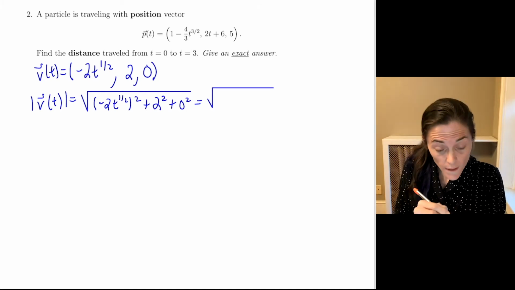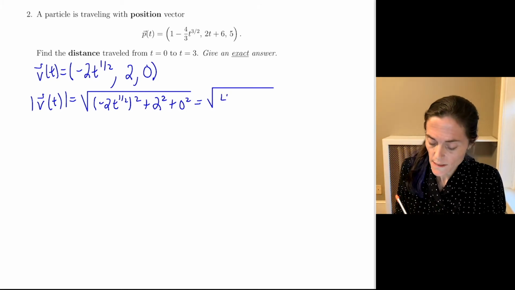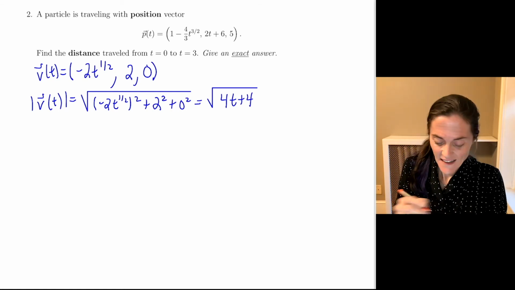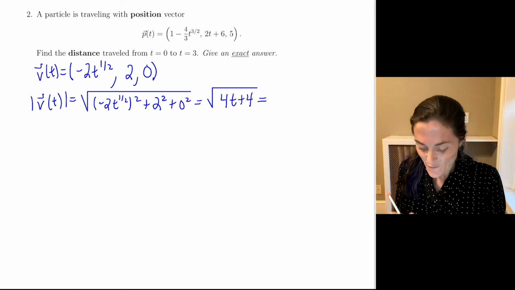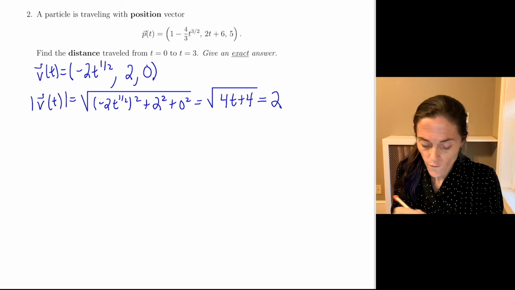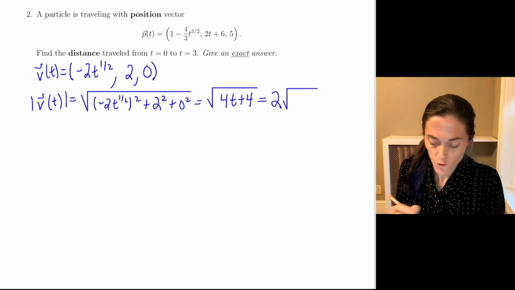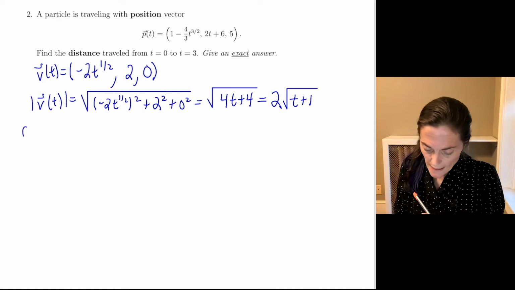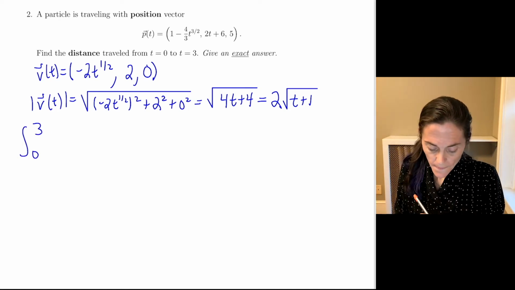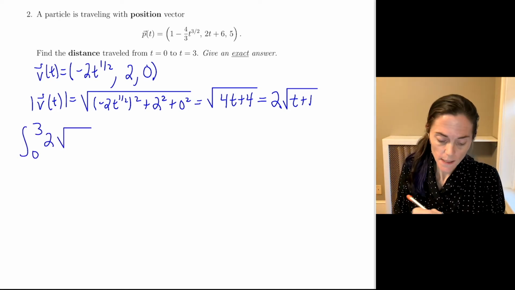You notice I have 4t plus 4. So this is not too bad to simplify. I can even take one more step, because if we factor out a 4, the square root of 4 is 2. So here I have 2 times the square root of t plus 1. Now we can integrate from 0 to 3 of 2 times the square root of t plus 1.